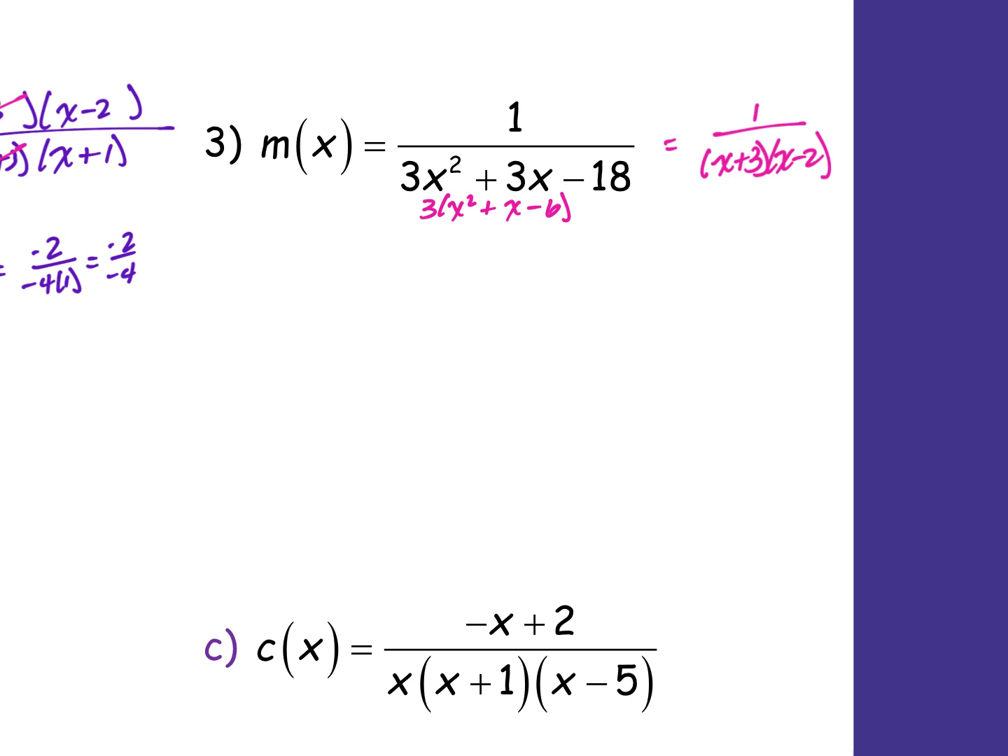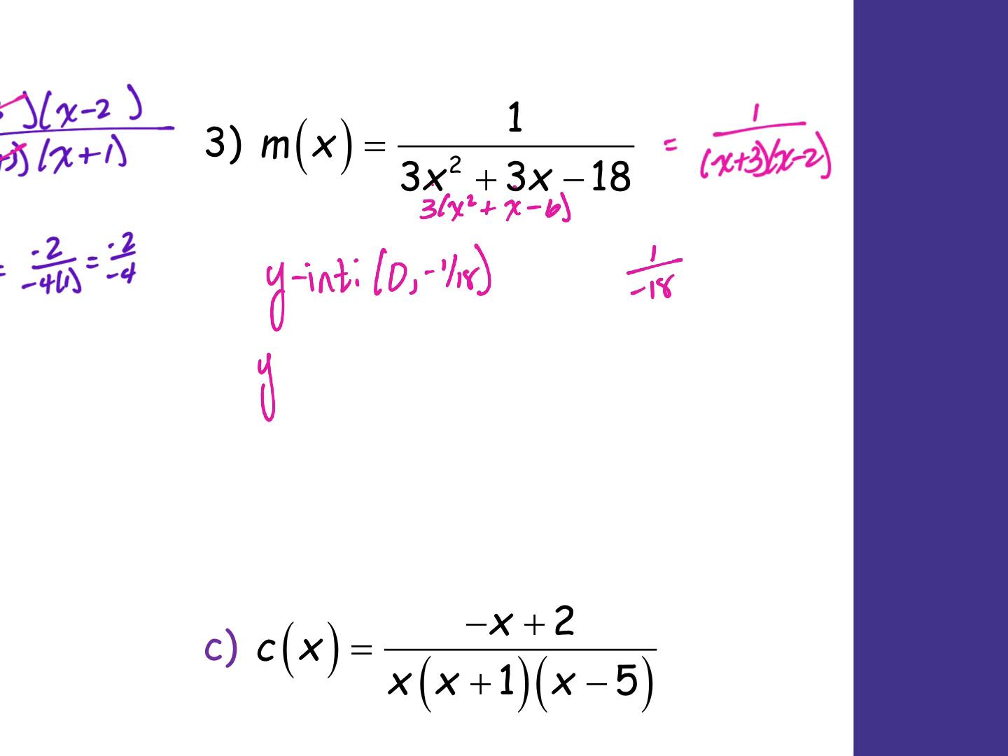Okay, so my y-intercept, 0, should be 1 over negative 18. I just went back to the unfactored form, right? So this is 0, this is 0, I'm left with negative 18. So negative 1/18. That would be horrible to graph.